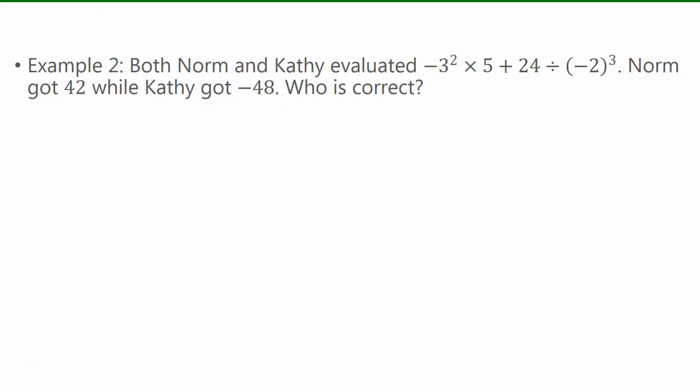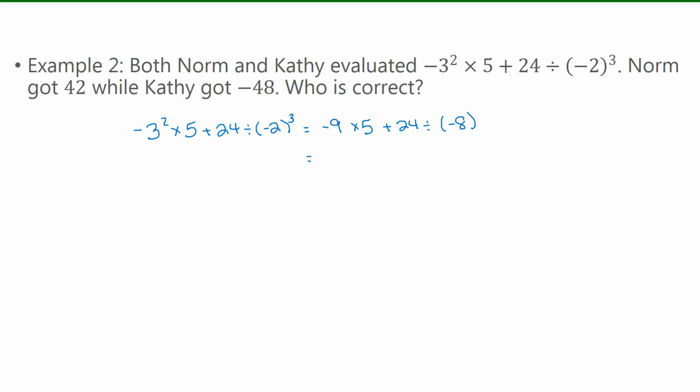Example 2. Both Norm and Kathy evaluate the expression given. Norm got 42, while Kathy got negative 48. Who is correct? So according to BEDMAS, we'll start with the exponents, since there's no brackets here to simplify. Now negative 3 squared is negative 9, since there's no brackets around the negative. And then negative 2 cubed is negative 8.